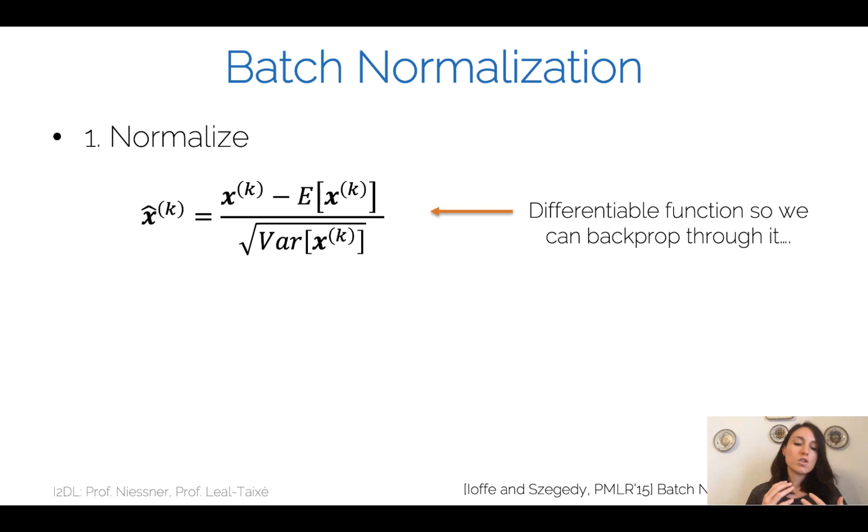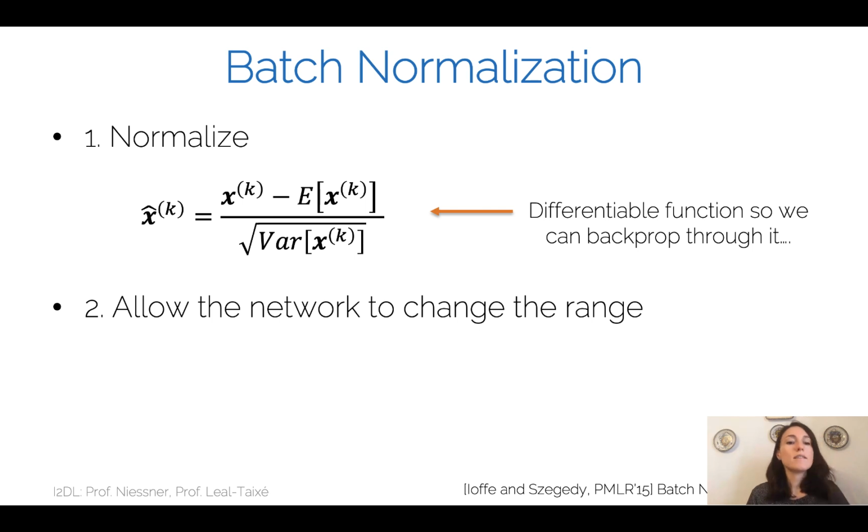And so batch normalization usually contains two steps. The first step is the one that we have talked about, the normalization step. If you look at this operation, this is a differentiable function, so we can actually backpropagate through it. So no problems here, this is a fixed operation. But batch normalization is not only about this operation. There is actually a second step. And this second step actually allows the network to slightly change its mind.